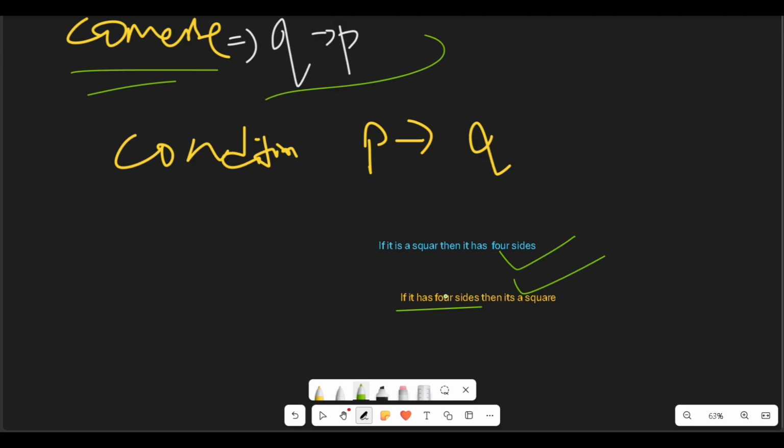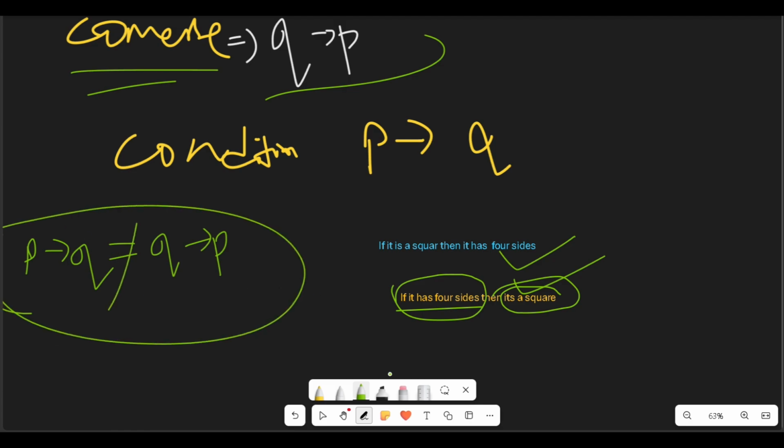So this is not true, because if it has four sides, then it may be a square, or a rectangle, or a rhombus, or a trapezium, or a trapezoid, or we don't know. So we definitely cannot say that P to Q equals Q to P. This is not equal.